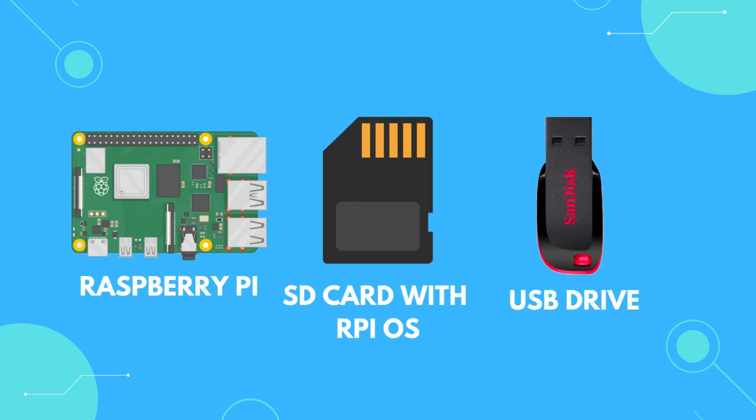To install Windows 11 on a Raspberry Pi, you'll of course need a Raspberry Pi, an SD card flashed with Raspberry Pi OS, and another USB drive or SD card to flash Windows 11 onto. Make sure it's 32 GB or more. I'm going to be using a SanDisk Cruzer Blade 32 GB here. You can use anything you want.